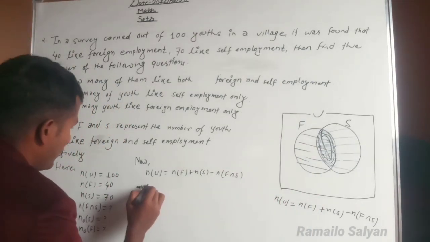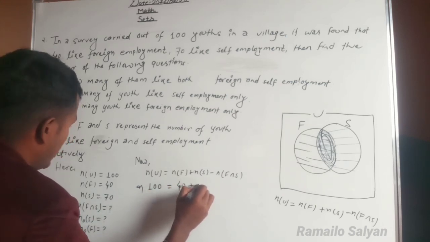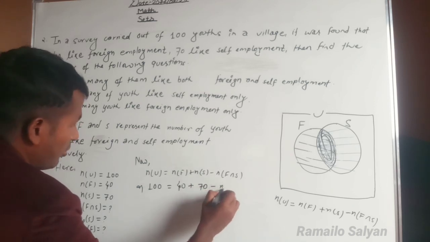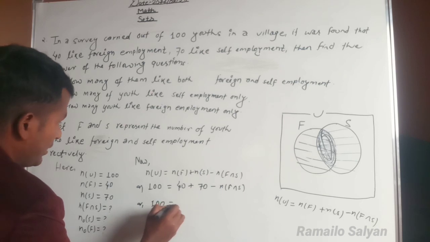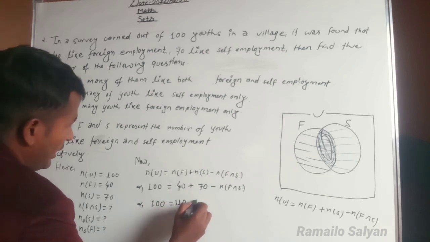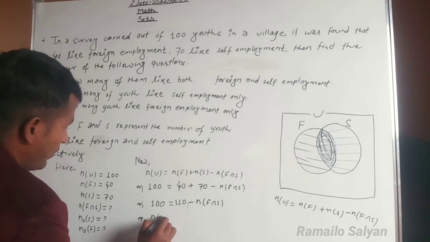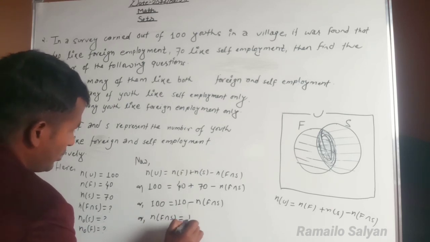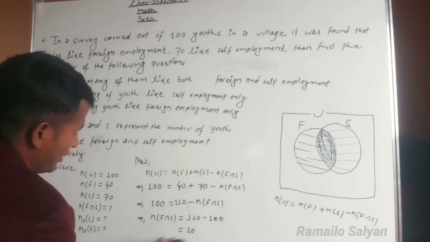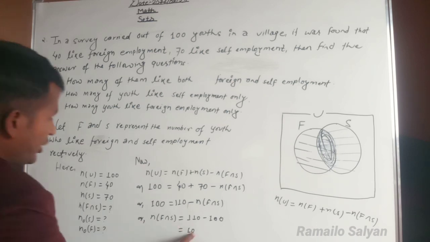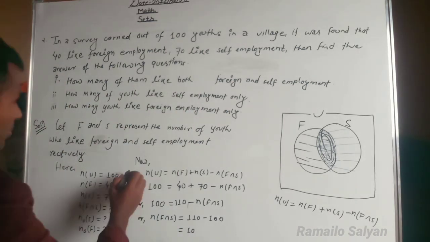Then replace the values: the number of U is 100, the number of F is 40 plus the number of S is 70 minus the number of F intersection S as it is. So 100 equals 70 plus 40, which is 110, minus the number of F intersection S. Then arrange like terms: the number of F intersection S equals 110 minus 100. This is 10. It means 10 students like both foreign and self-employment.